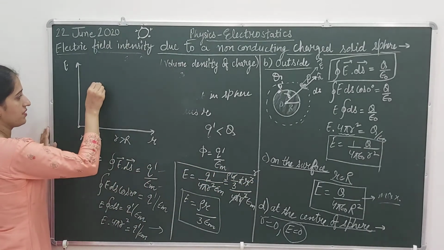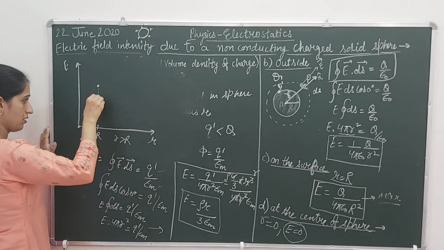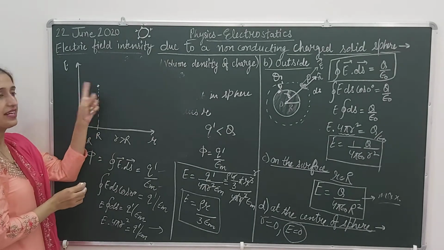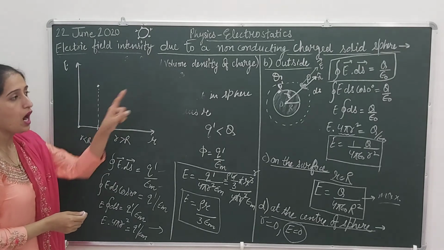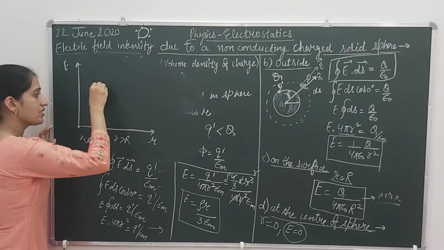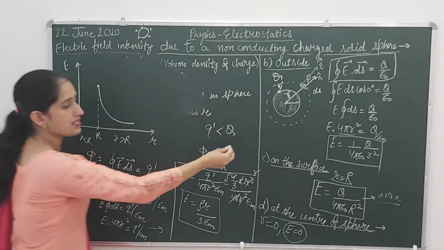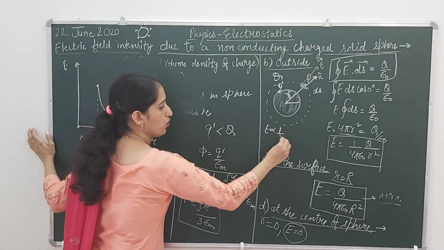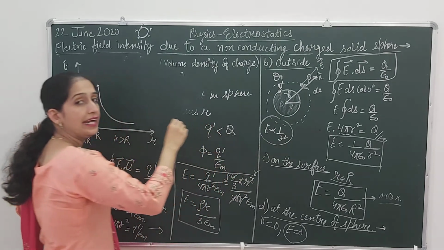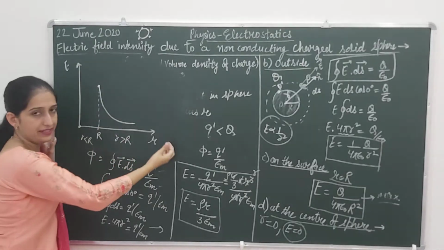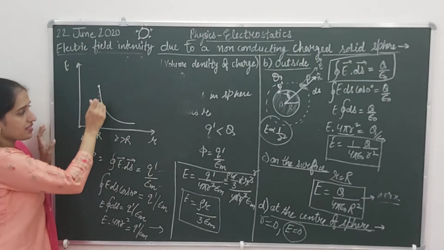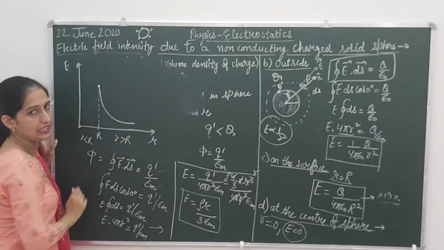So on the surface, this much. On the surface, electric field intensity is maximum. Outside, we have already discussed yesterday also, so the graph will remain this, because E is inversely proportional to r square. E is decreasing as r is increasing.